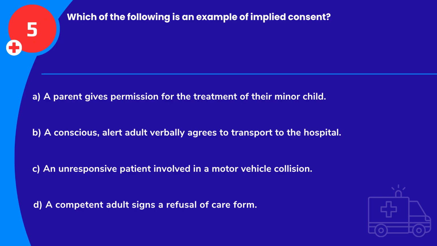Which of the following is an example of implied consent? A. A parent gives permission for the treatment of their minor child. B. A conscious, alert adult verbally agrees to transport to the hospital. C. An unresponsive patient involved in a motor vehicle collision. D. A competent adult signs a refusal of care form.